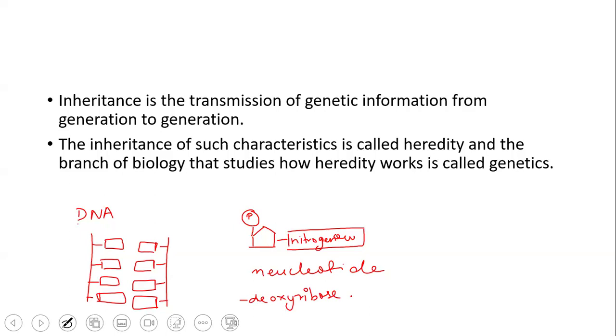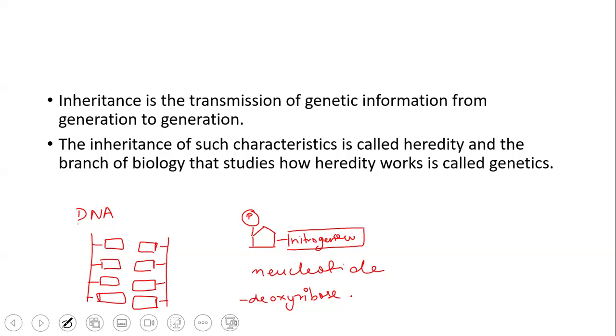Deoxy means it has one less oxygen. What does ribose mean? Ribose, you guys must have gone over the topic of biological molecules. Ribose is a monosaccharide. It's a sugar. It's a carbohydrate. It's a monosaccharide that has 5 carbon atoms inside it. So what is deoxyribose? It's a monosaccharide that has only 5 carbon atoms. Now, the sugar will be deoxyribose.